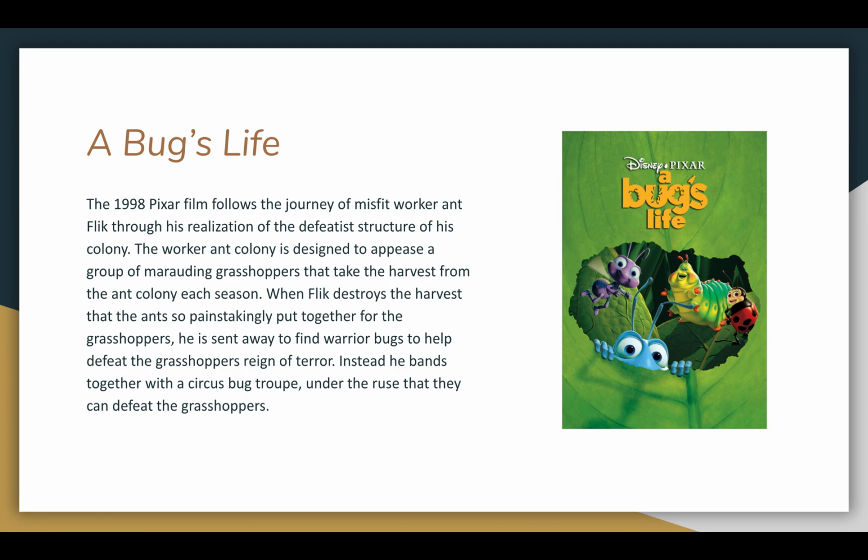The worker ant colony is designed to appease a group of marauding grasshoppers that take the harvest from the ant colony each season. When Flick destroys the harvest that the ants so painstakingly put together for the grasshoppers, he is sent away to find warrior bugs to help defeat the grasshopper reign of terror. Instead, he bands together with a circus bug troupe under the ruse that they can defeat the grasshoppers.